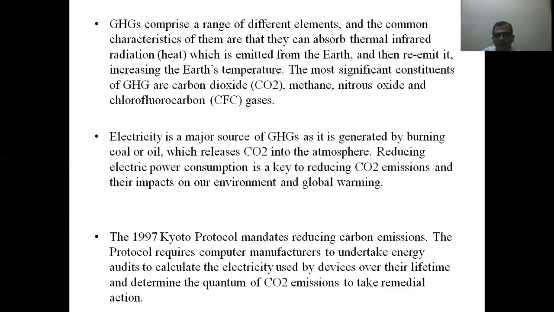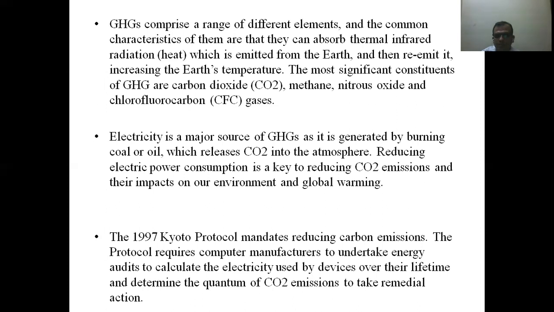GHGs comprise a range of different elements, and their common characteristic is that they can absorb the thermal infrared radiation emitted from the Earth and then re-emit it, which increases the Earth's temperature. So these GHG emissions will increase the global temperature. The most significant constituents of GHG are carbon dioxide, methane, nitrous oxide, and chlorofluorocarbons. These are the components which make the Earth's atmospheric temperature increase.